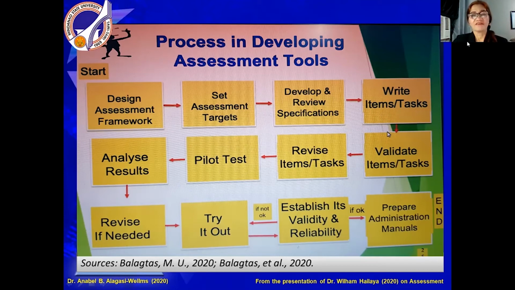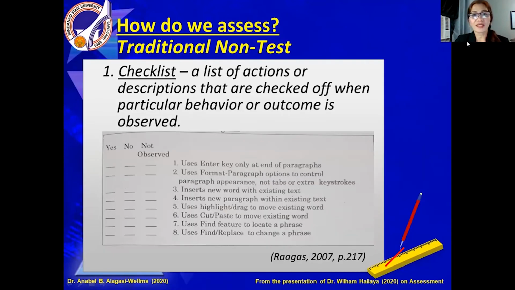This process in developing assessment tools is by Balagtas et al. This is a general process as a general assessment concept. But inside the classroom, you may not do pilot tests. And the rest, validity and reliability, perhaps you can forgo. Okay. How do we assess?